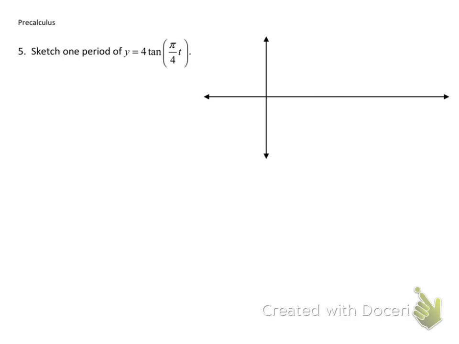Okay, so for this one, we first have to identify what has been done to it. So 4 is greater than 1, and that's a vertical stretch. And then you have pi over 4. Now, pi over 4 is 3.14 over 4, which is less than 1. It's in between 0 and 1. So that tells you that you have a horizontal stretch as well.